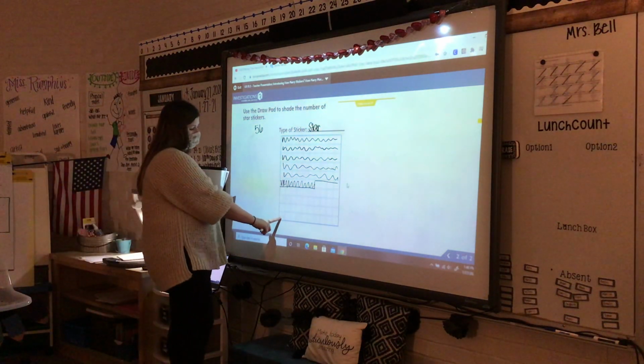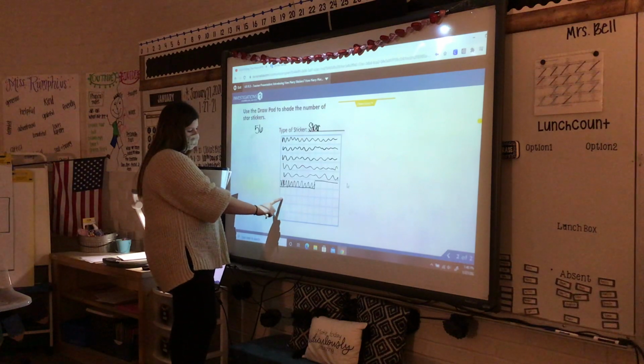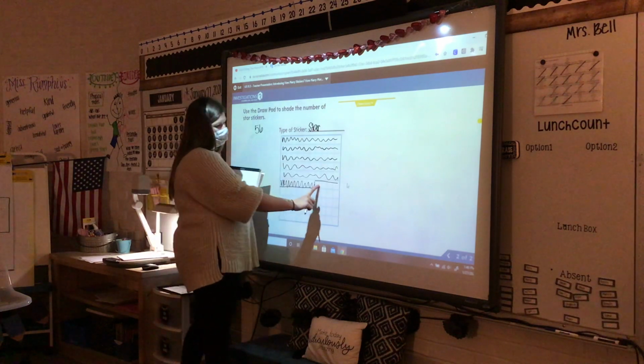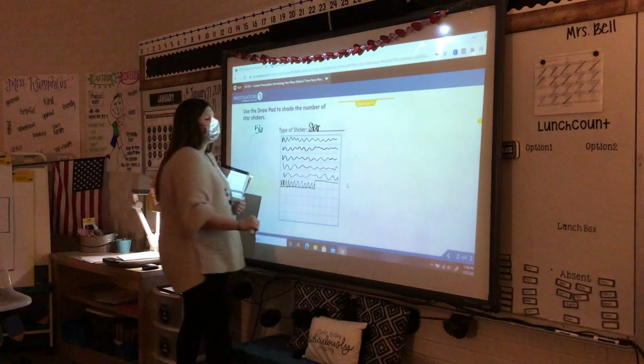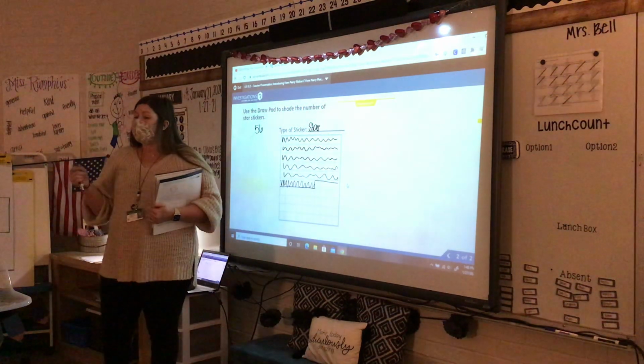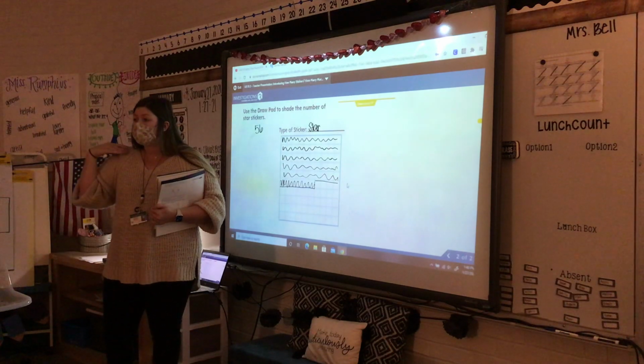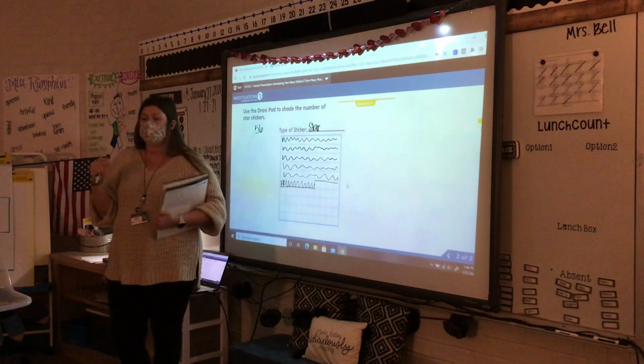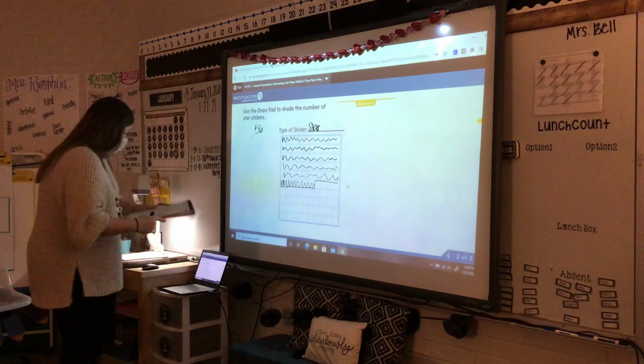So he saw 10, 20, and then 30, 40, 41, 42, 43, 44. So she would need 44 more star stickers to fill her sticker book. So our lesson for right now, we're going to be working with how many more stickers they need to fill their sticker books, okay?